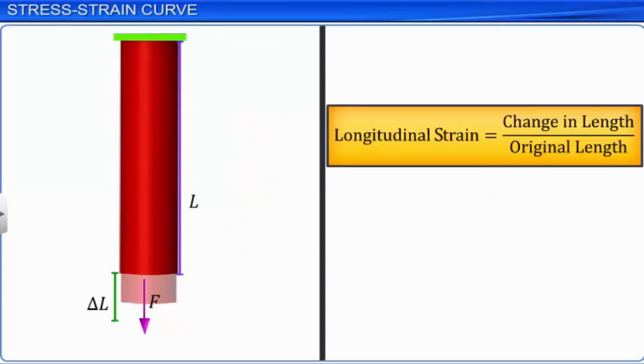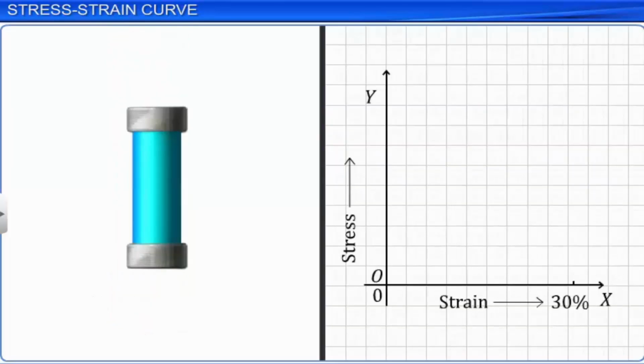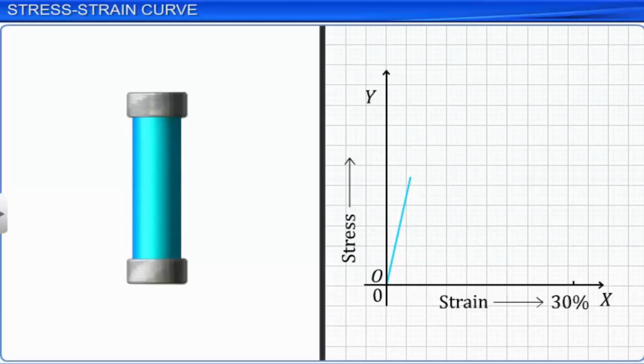In the initial part of the graph, for low values of strain, the stress-strain curve is a straight line. In this straight line region of the graph from O to A, stress is directly proportional to the strain and Hooke's law is obeyed. Point A is called the proportional limit.